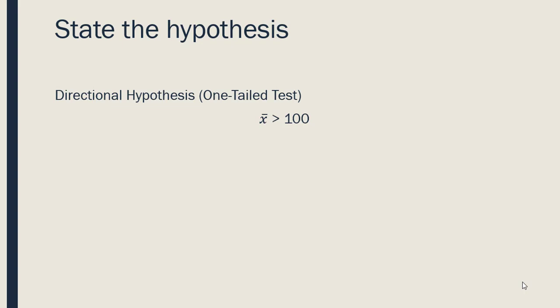This statement represents a directional hypothesis or a one-tailed test. I'm asserting that one group will be higher on an attribute. In this case, I'm asserting that the WT sample will be higher than 100, will be higher than the population mean.